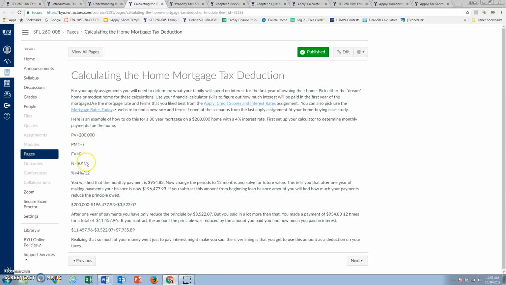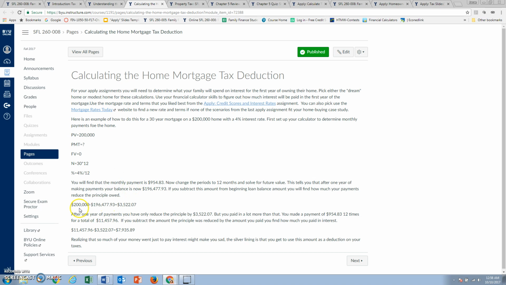So that'll tell you, in this example, if you're paying that home off over 30 years, here is how much you're going to pay each month. Then you're going to figure out what happens to your loan balance after 12 months. So you change number of periods to 12 months and then solve for future value. That will tell you what happened to your loan during those 12 months.